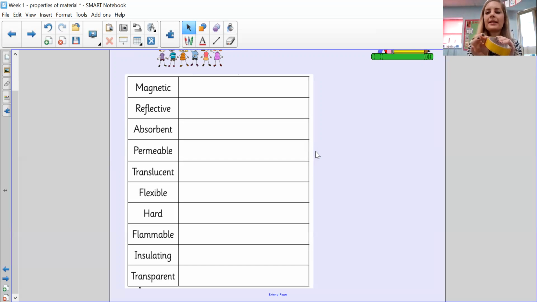Right, I have some sellotape here. What do you notice about sellotape? What kind of property does it have? And if you have a look at the vocab there, can you see if you can find a word that is very good at describing sellotape? Right, and hopefully you have chosen the word transparent.